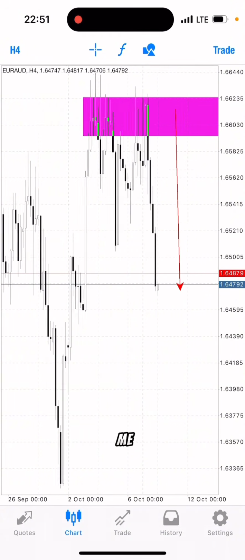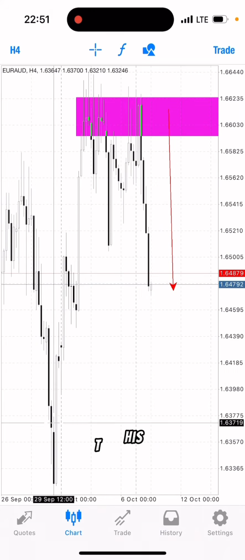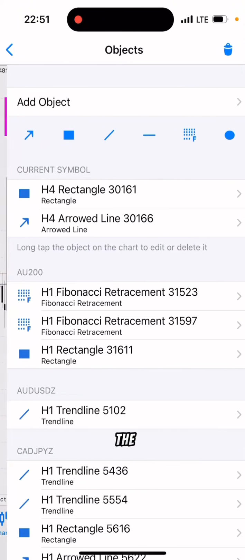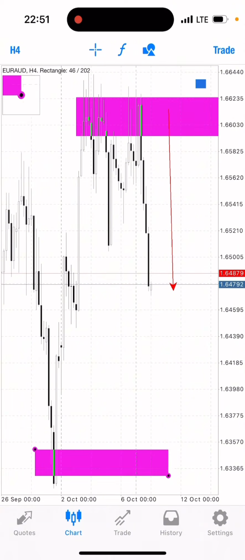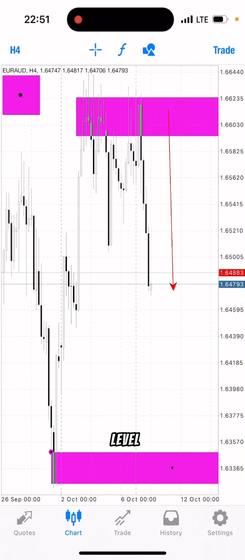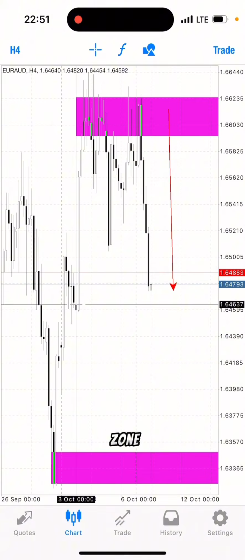Okay, so guys, let me show you a demand zone. Here we see the way the market reacted to this level sharply and started moving up. So guys, here is a demand zone. We will highlight it and then wait for the market to come to this level and react. And also here is a supply zone also.